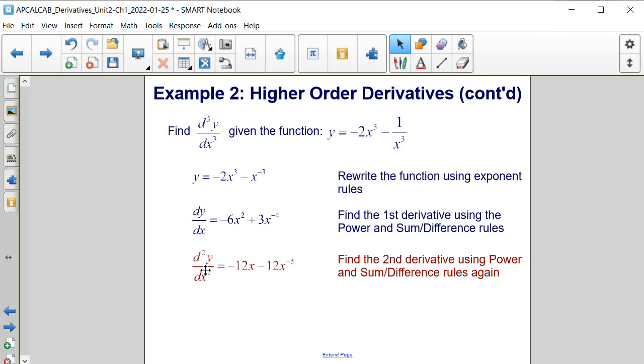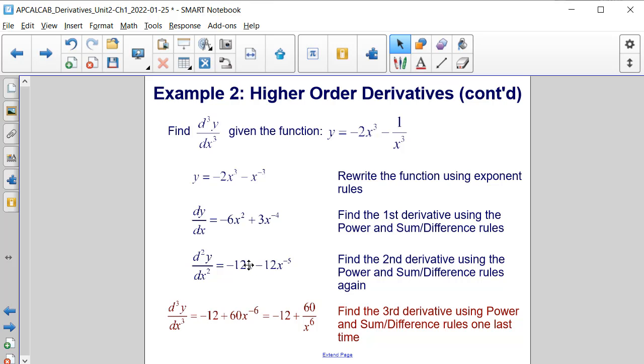Now we can find the second derivative of y with respect to x. Again, we're going to use the power rule and the sum or difference rule. So we have 2 times negative 6 is negative 12, and then x to the second minus 1 means x to the first, and then negative 4 times positive 3 is negative 12, x raised to the negative 5 power, because negative 4 minus 1 is negative 5. And our goal here is to get to the third derivative, so we're going to have to take the derivative of this one too. Let's see how that goes.